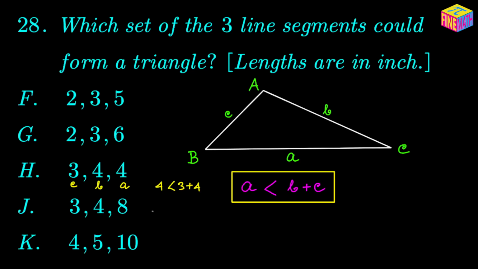Now let's also quickly have a look at the other two options. In the fourth option, 8 is the largest one, 3 plus 4 is 7, and 8 is greater than 7, so that will also not work. A is greater than B plus C, that will not work. And how about the last option? There again we have 10, 4 and 5. So 4 plus 5 is 9, and 10 is greater than 9, so that will also not work, because the largest side has to be less than the sum of the other two sides. So in this case, our correct answer choice is option H.